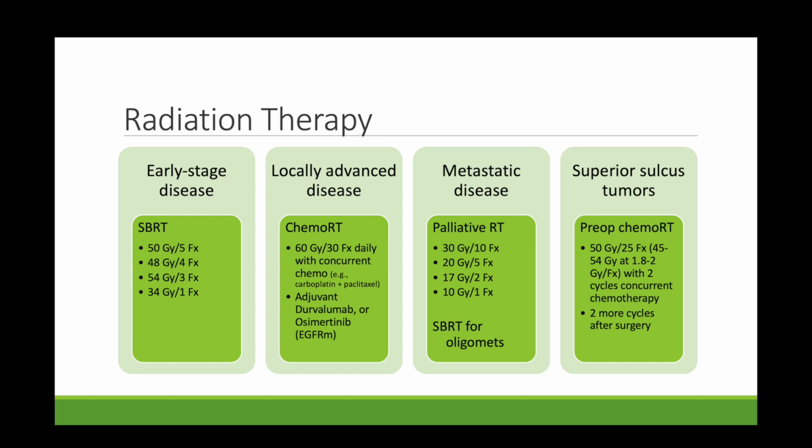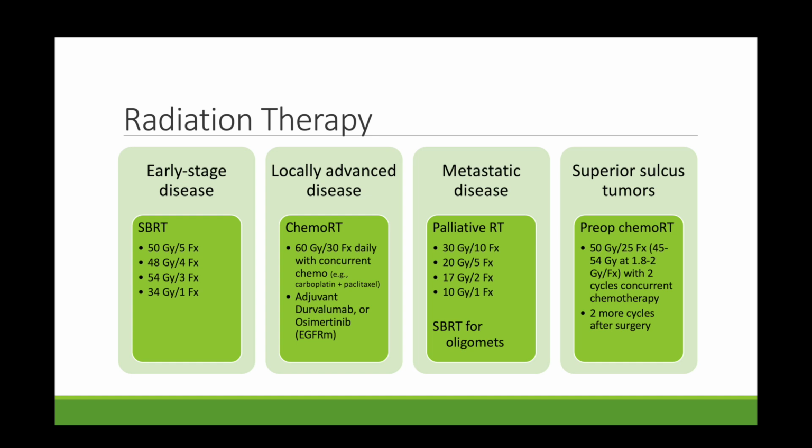And then finally, superior sulcus tumors, we talked about how there's sort of a different paradigm for those. We treat them with preoperative chemoradiation to a lower dose, typically around 50 gray, with concurrent chemotherapy. Then they go for surgery, and sometimes they get additional chemotherapy after surgery.